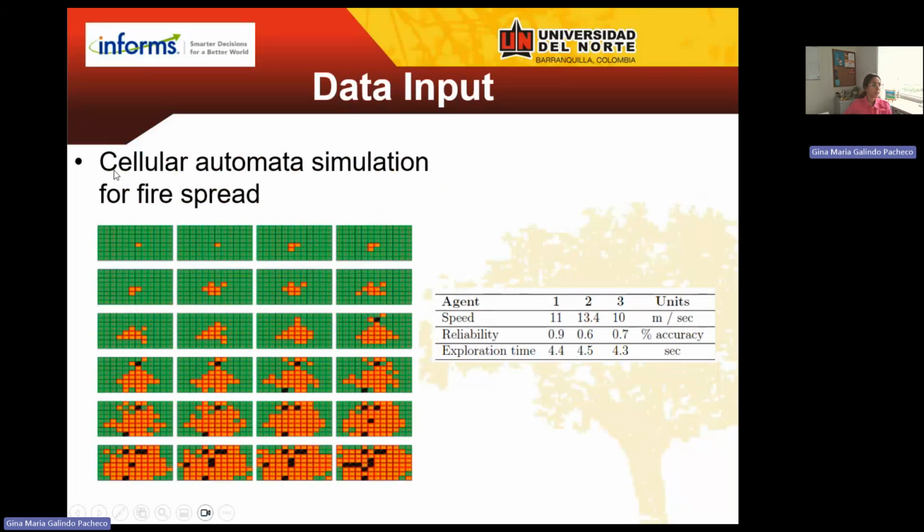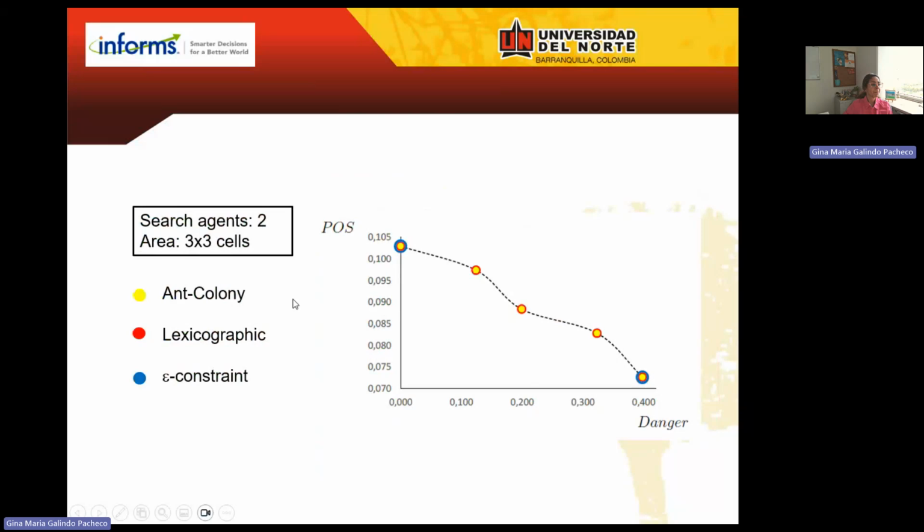We have used the cellular automata process to simulate the wildfire evolution. We also have some information about agents. We have heterogeneous agents with different speeds, reliabilities, and exploration times. And then these are some results for small instances of the problem.